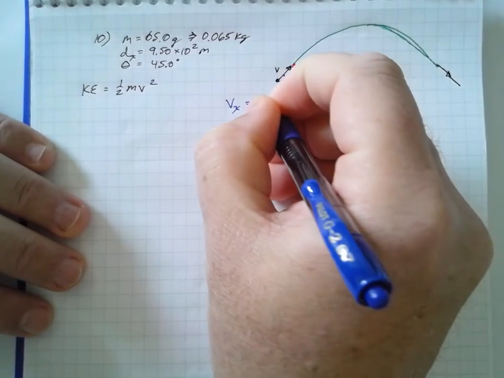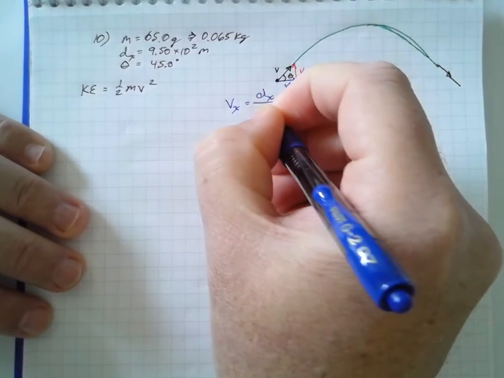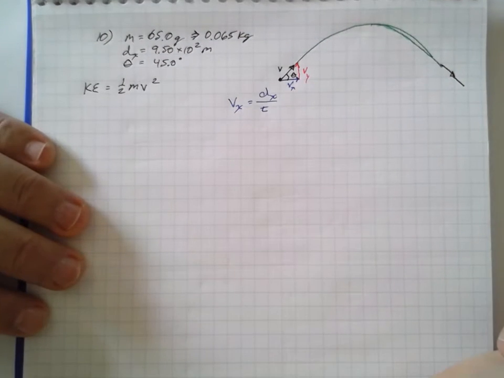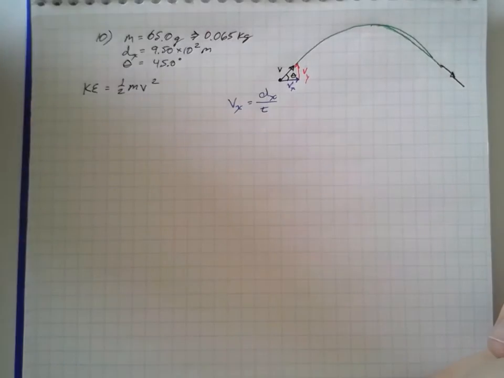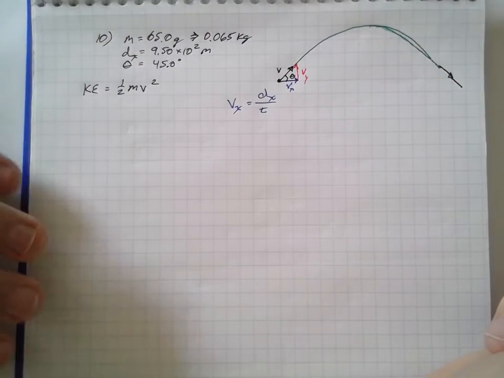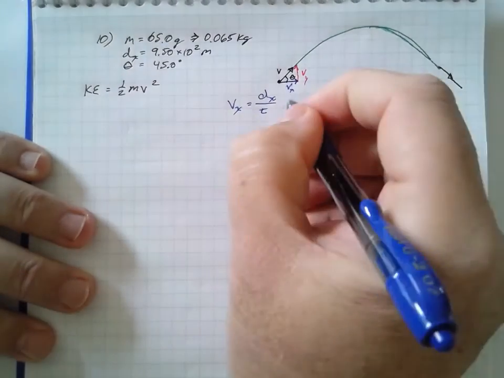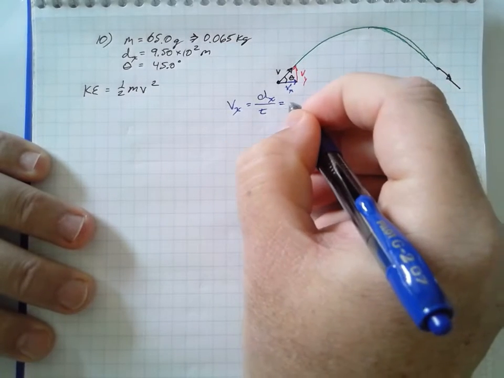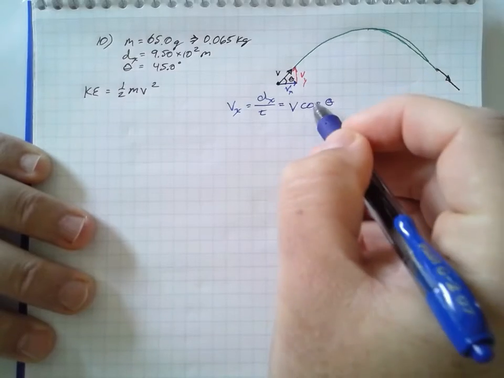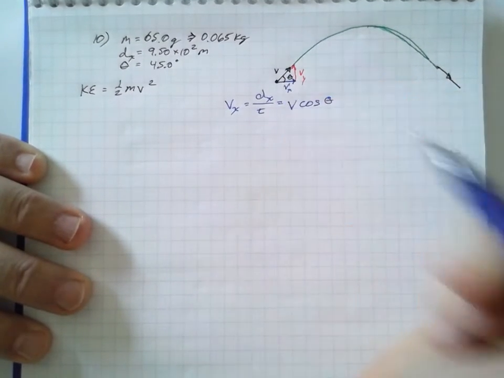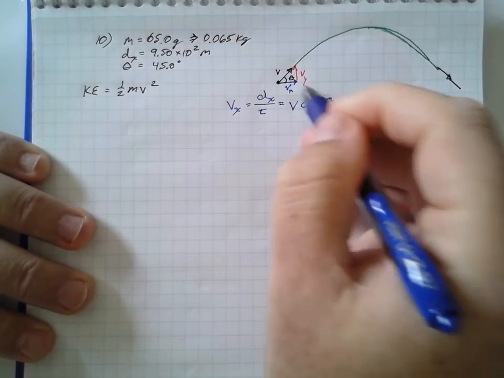So how do we figure out velocity in the x direction, Vx? Well, Vx is dx over t. That is in your equation sheet. But there's another way to figure out Vx, and that is using vectors. That is also V cosine theta, cosine theta because it's the adjacent side. So we're going to use both of these.